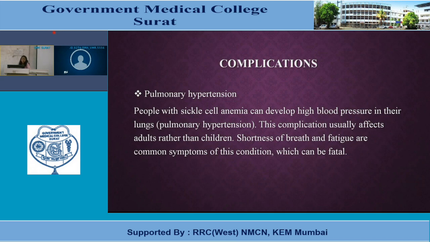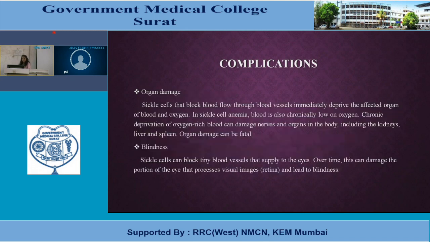Okay. Then third, organ damage. Sickle cells that block blood flow through blood vessels immediately deprive the affected organ of blood and oxygenation. In sickle cell anemia, blood is also chronically low on oxygen. Chronic deprivation of oxygen-rich blood can damage nerves and organs in the body, including the kidney, liver, and spleen, and organ damage can be fatal.